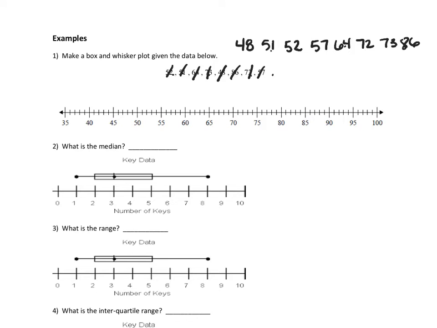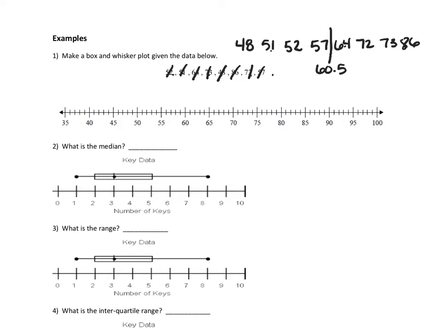Our median is going to fall right here, between 57 and 64. So it's going to be 3, 7, so 3.5. So it's going to be 60.5 is going to be our median.